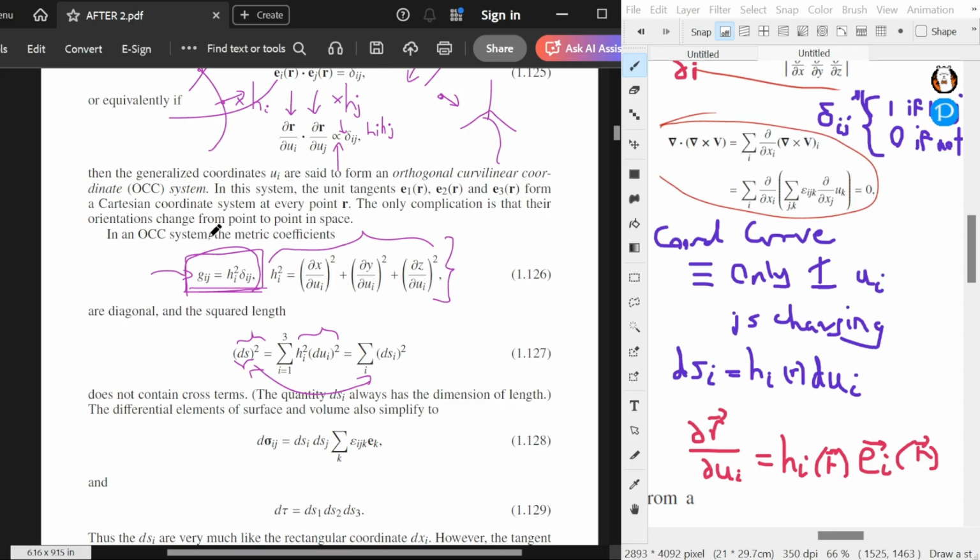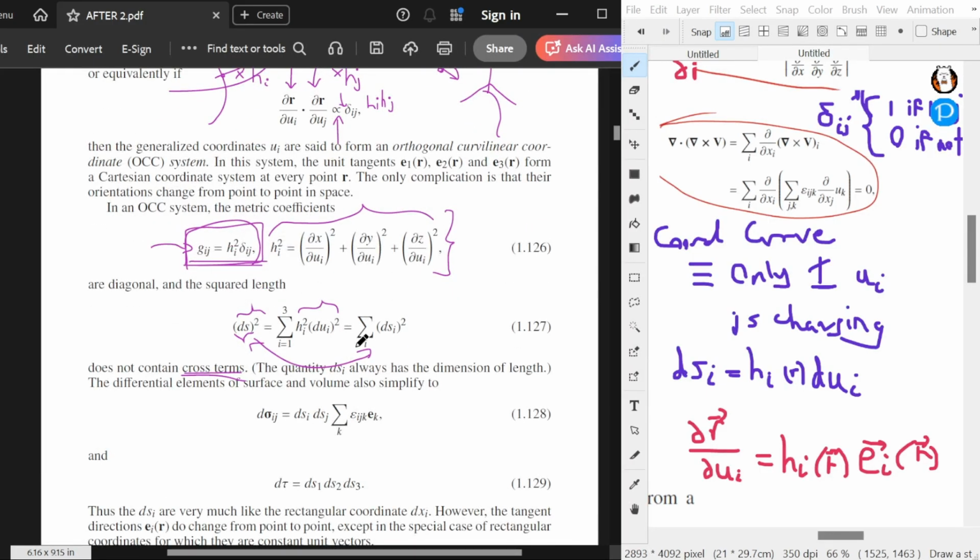In an orthogonal system, the metric coefficients are diagonal, and the squared length does not contain cross terms. The quantity dsi always has the dimension of length. The differential elements of surface and volume. It's also simplified to dsi dsj epsilon ij k ek.